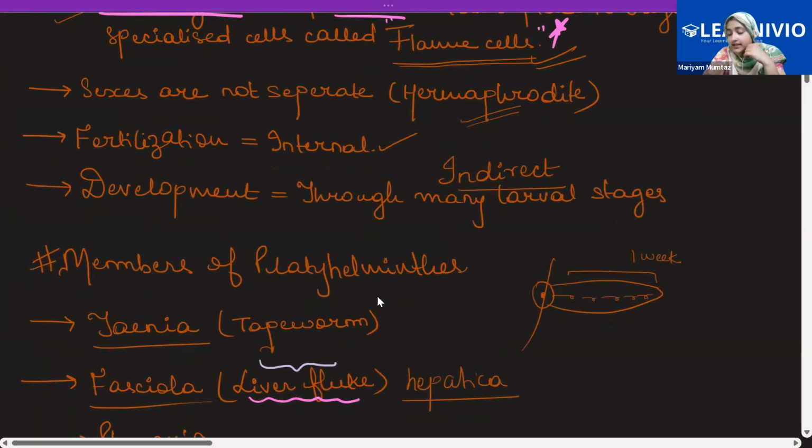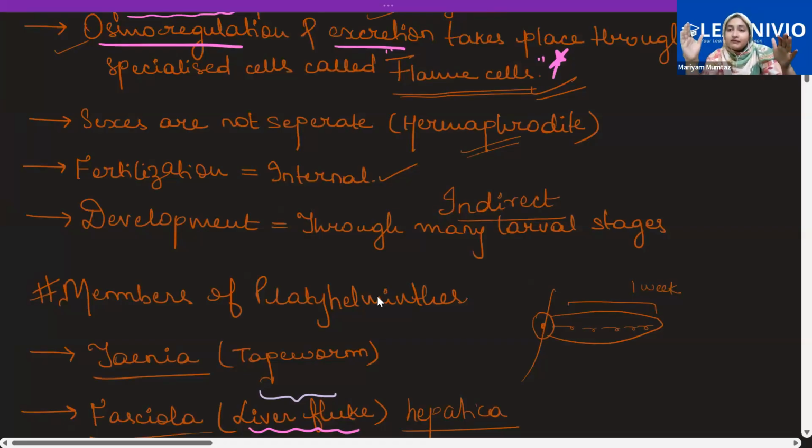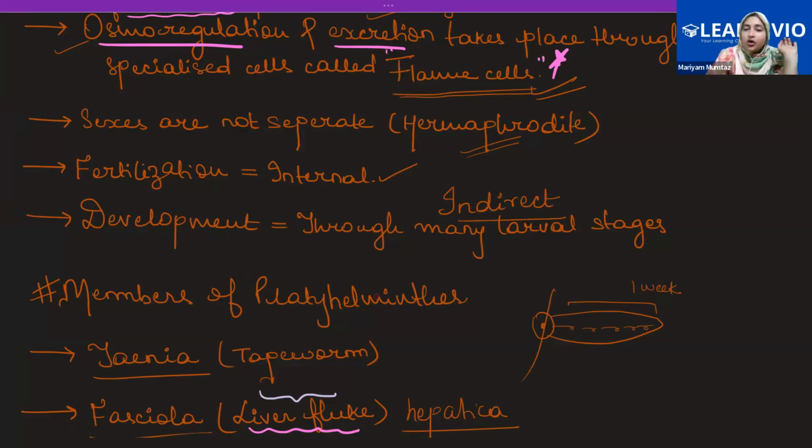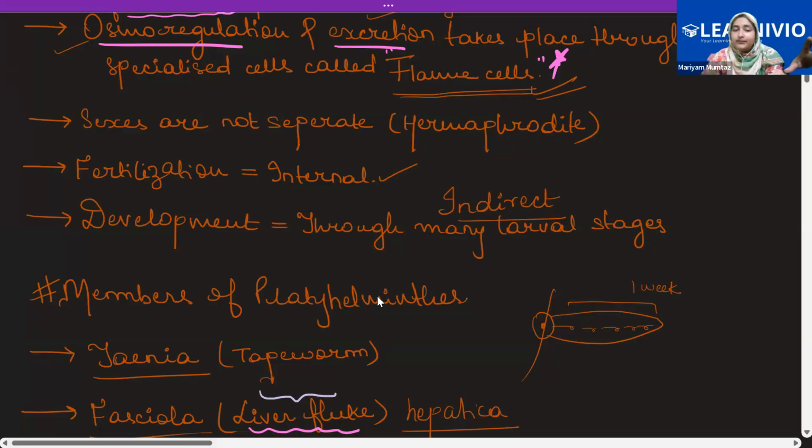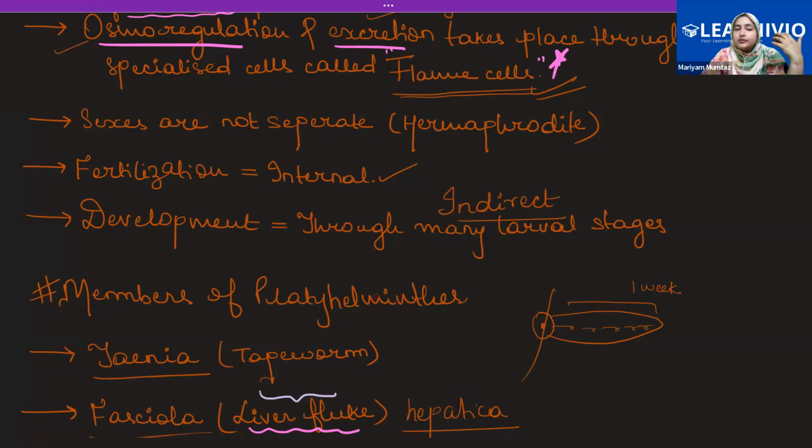Then the sexes are not separate, meaning they do not have two separate individuals, one male and one female. No. Both are present in one organism, and we call them hermaphrodites, in which the male and female counterparts are present in one. The fertilization takes place inside the body, so it is internal fertilization. After the young one is formed, that happens through larval stages, so their development is indirect. It's not that the adult will form directly from the young one. No, it goes through several larval stages to become the adult, and that is indirect development. Clear?